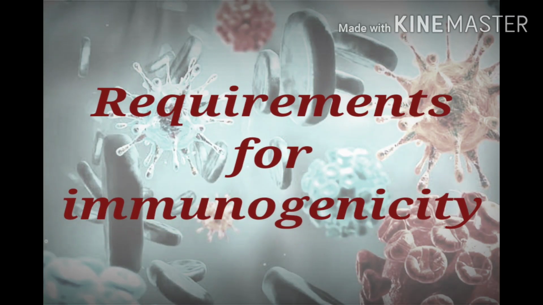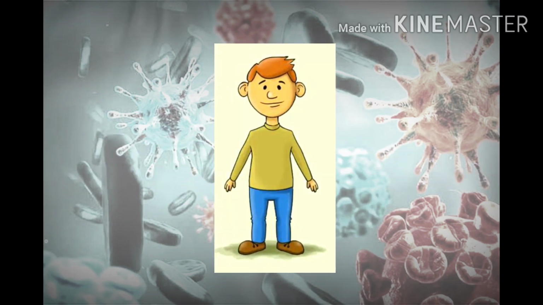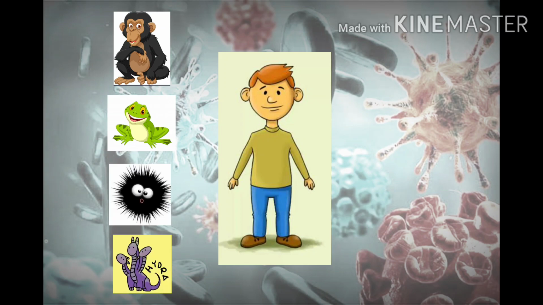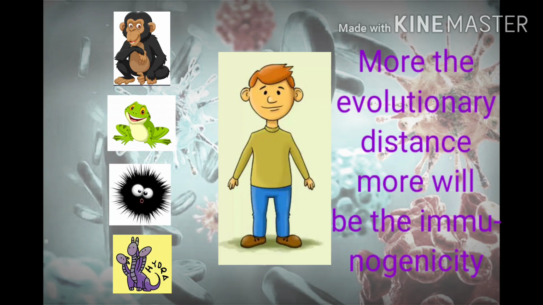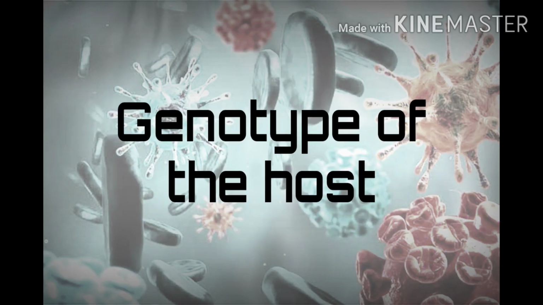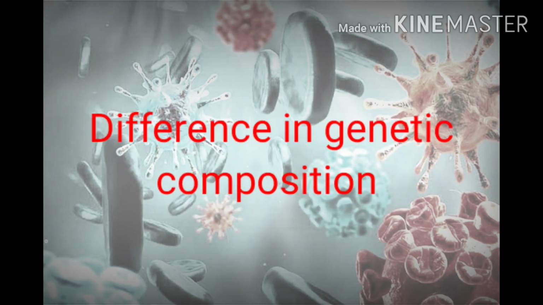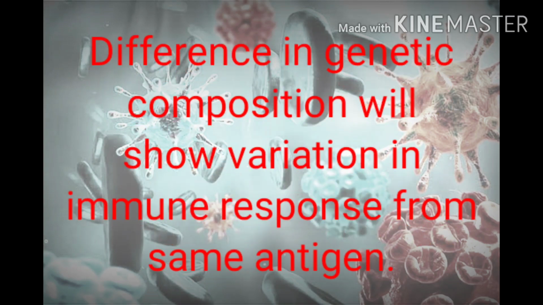Requirements for immunogenicity. First is foreignness. The greater the evolutionary distance, the greater the immunogenicity. Thus, according to this diagram, chimpanzee will have the least immunogenicity for a human, while hydra has the most immunogenicity. Genotype of the host. Difference in genetic composition will show variation in immune response from the same antigen.